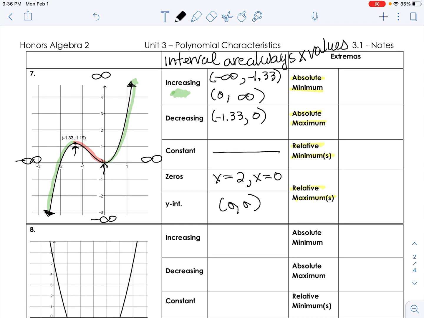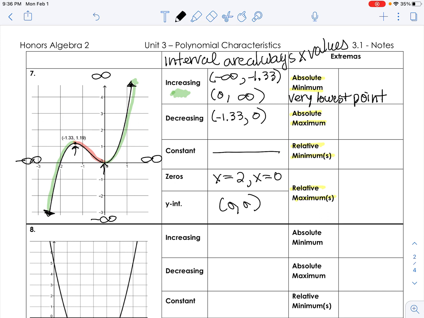The absolute minimum of a graph is the very lowest point on the graph. So when you think of the word absolute and you think of the word minimum, we are looking for what is the absolutely lowest point on the graph.